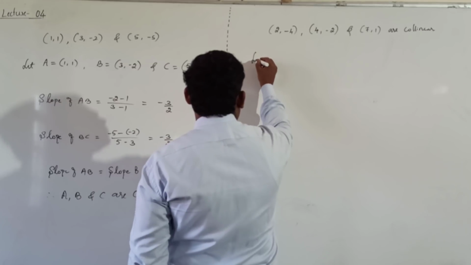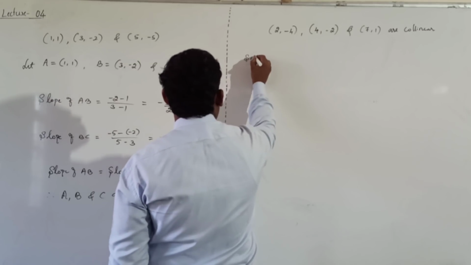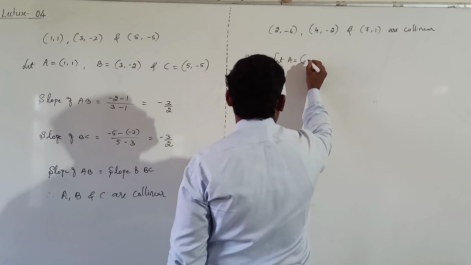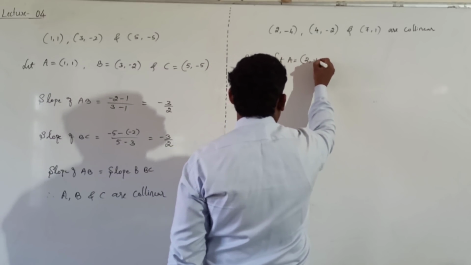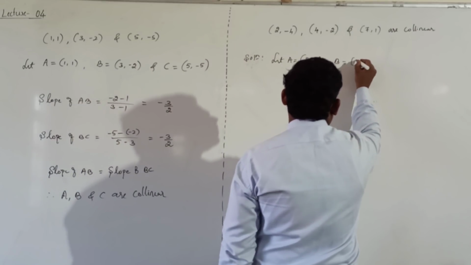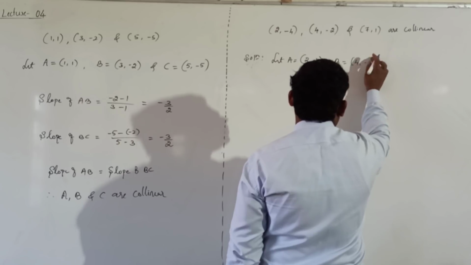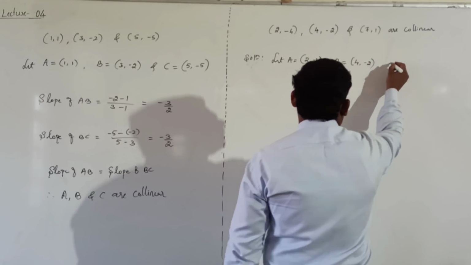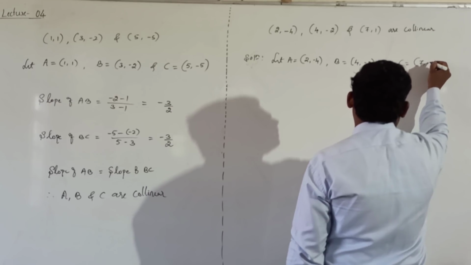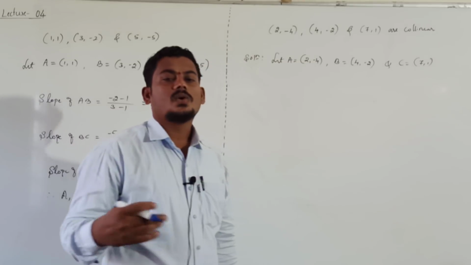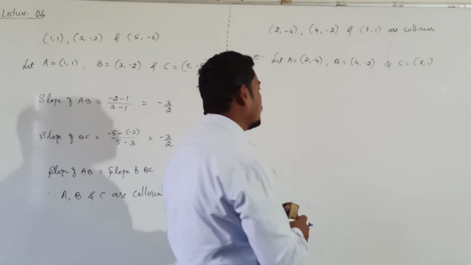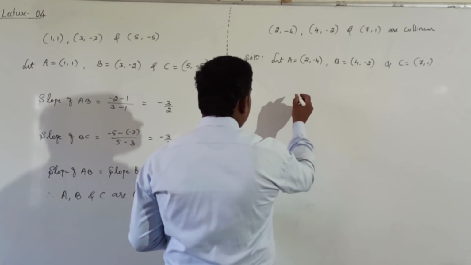I will take the first point as A, that is 2 comma minus 4, the second point as B, that is 4 comma minus 2, and the third point C is 7 comma 1. Now, to conclude whether the points are collinear or not, we need the slope, right? Just find the slope of AB.